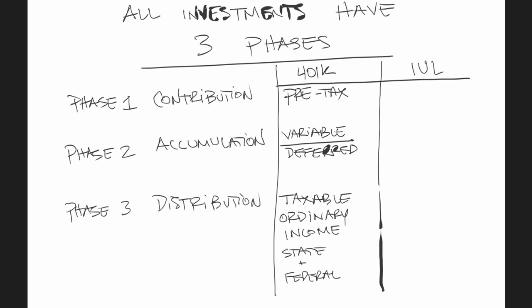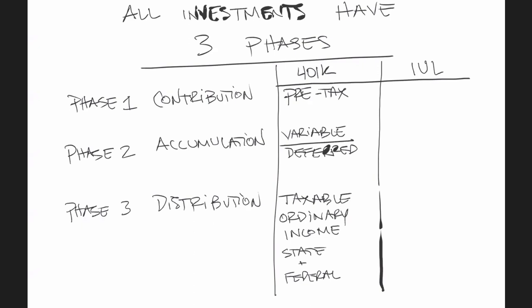All investments are going to go through this, Tracy. Stocks, you got to put money in the stock. Then that stock has to grow, accumulate. And then when you take it out, taxes, right? It's a tax now investment, stocks and mutual funds. But the two big ones always for us in comparison is a 401k versus an IUL, or a TSP versus an IUL.